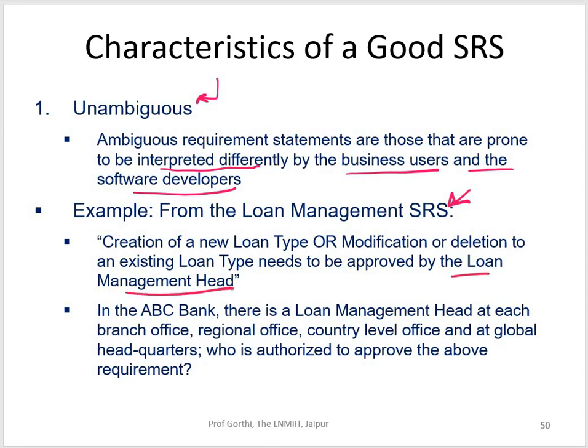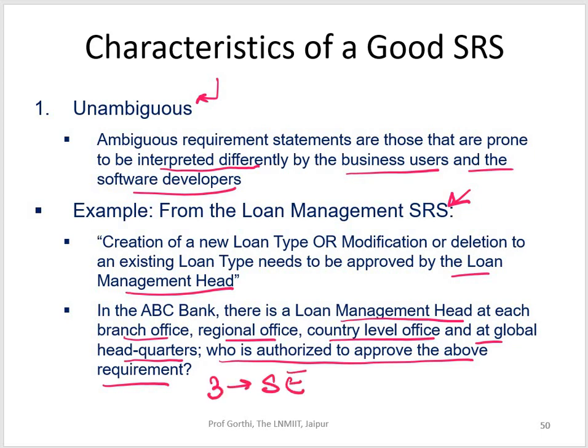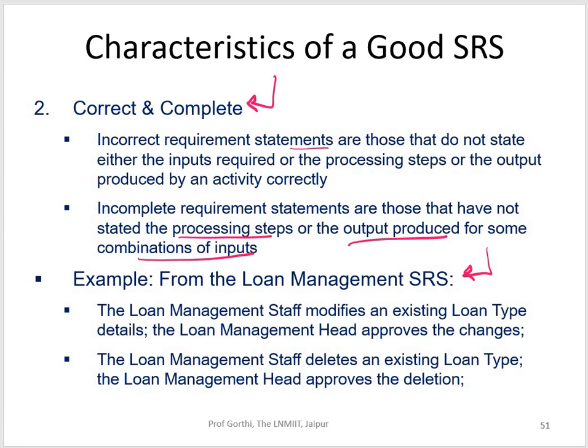Ambiguous requirement statements are those that are prone to be interpreted differently by the business users and your software developers. For example, from the loan management software requirement specification: creating a new loan type or modification or deletion of an existing loan type needs to be approved by the loan management head. Now, in the ABC bank, there is a loan management head at each branch office, regional office, country level office, and at the global headquarters. So who is authorized to approve the above requirement? It is something which is ambiguous.